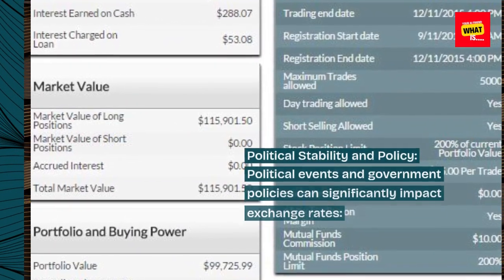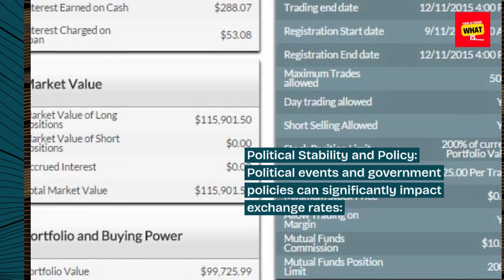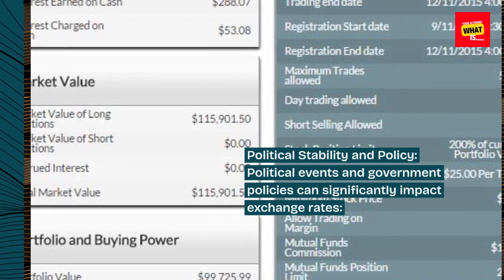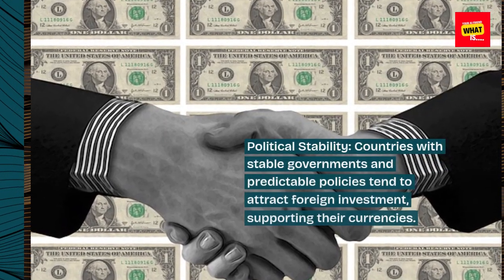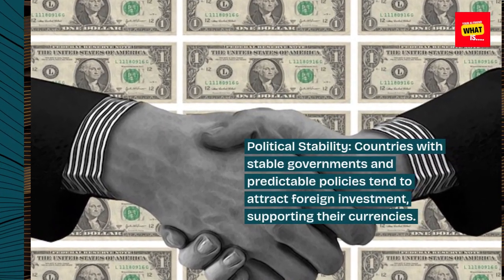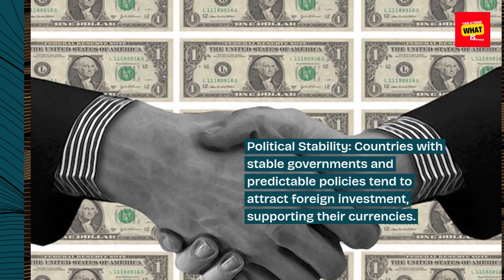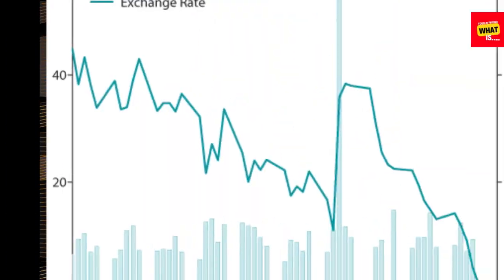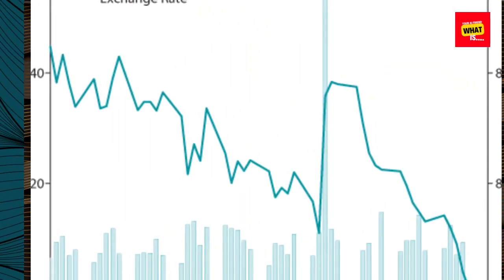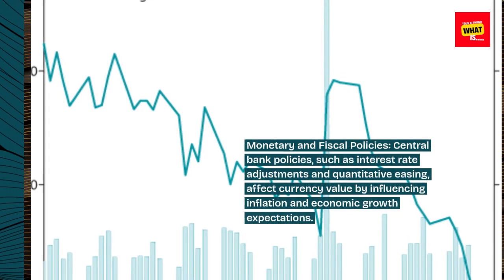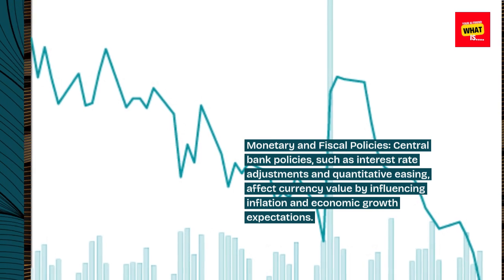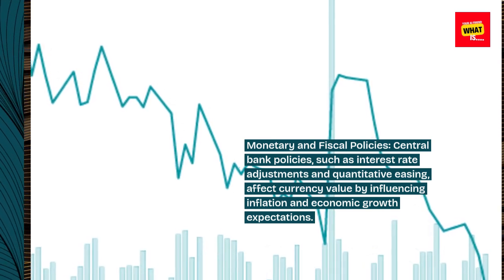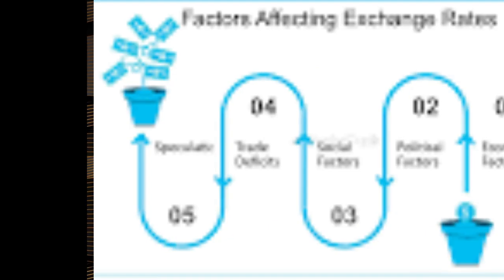Political stability and policy. Political events and government policies can significantly impact exchange rates. Political stability. Countries with stable governments and predictable policies tend to attract foreign investment, supporting their currencies. Monetary and fiscal policies. Central bank policies, such as interest rate adjustments and quantitative easing, affect currency value by influencing inflation and economic growth expectations.